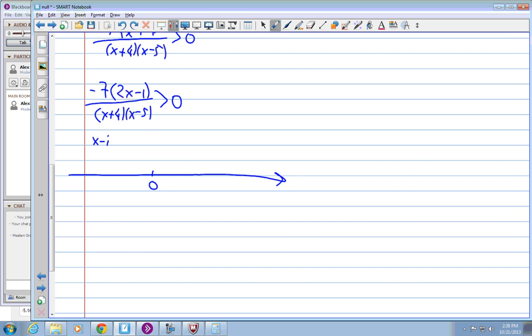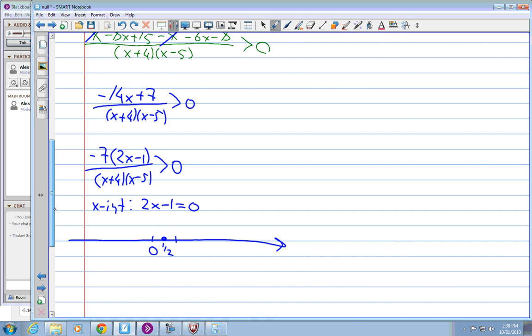the x-intercept would be when you set the numerator to 0. So, what is the x-intercept? 1/2, right? So we'll have an x-intercept at 1/2, somewhere here. Do you agree with that?